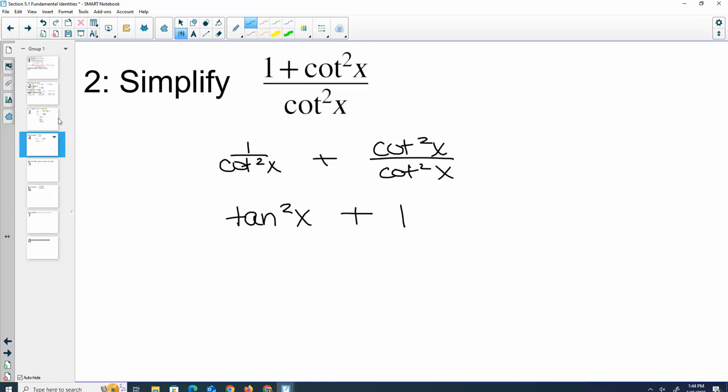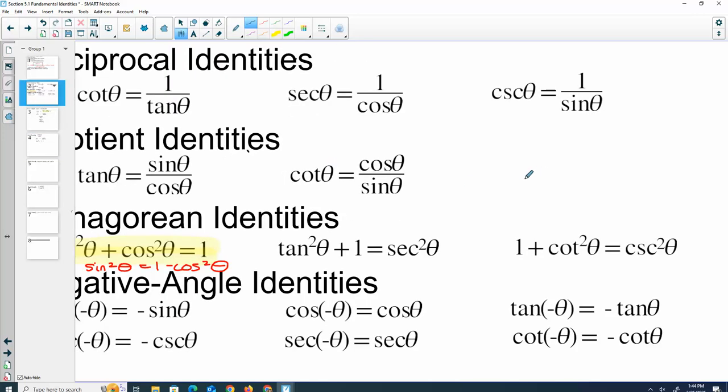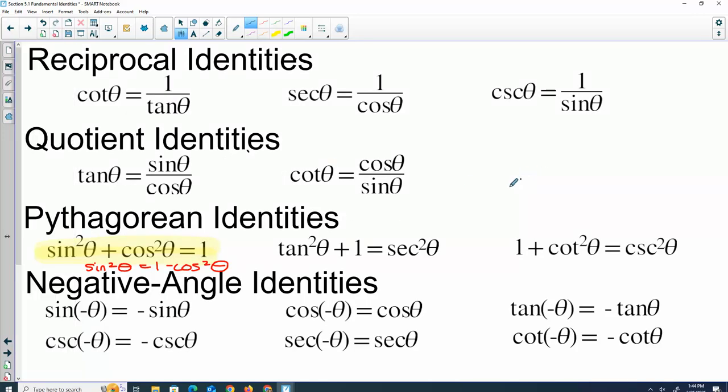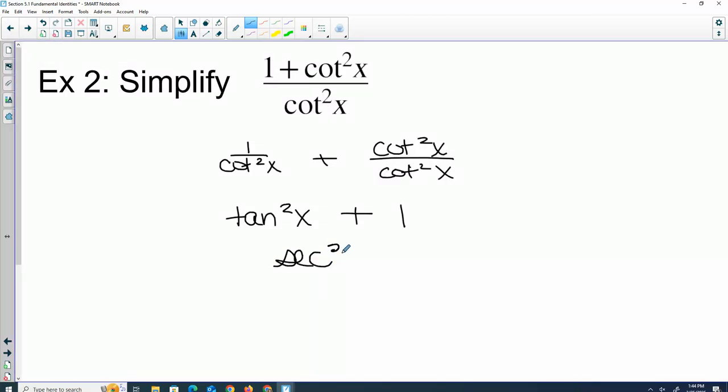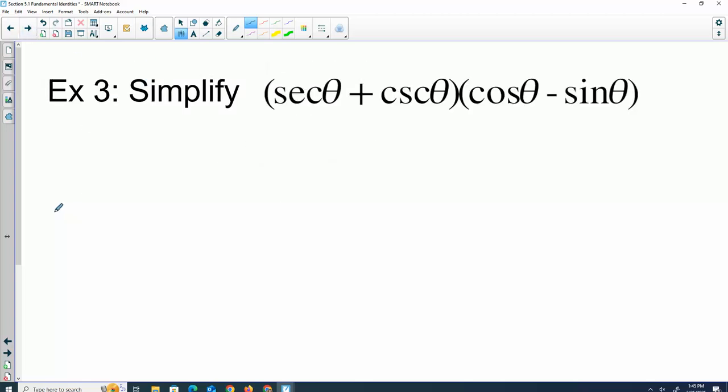Look at your formula sheet. Tangent squared x plus 1. What is that going to be equal to? Final answer is secant squared x. Is that one okay? Keep working.